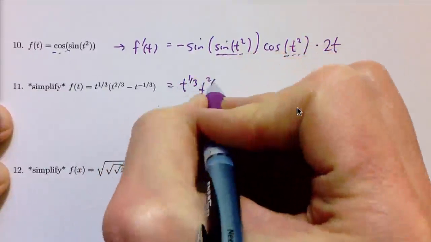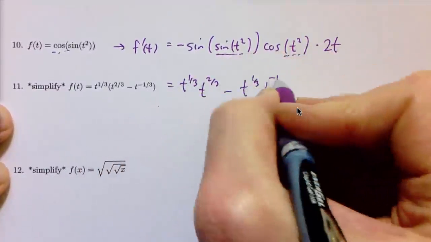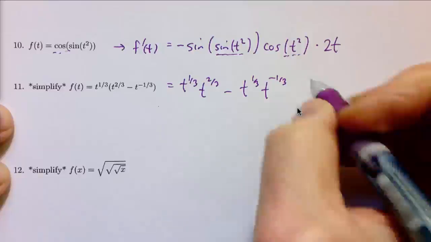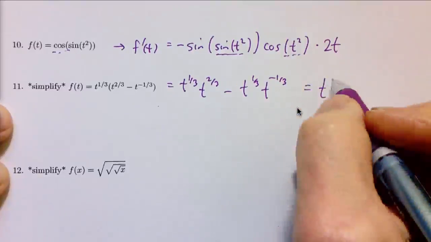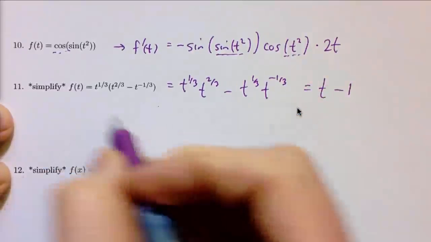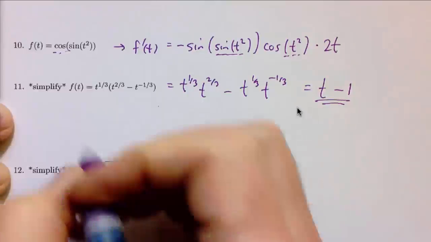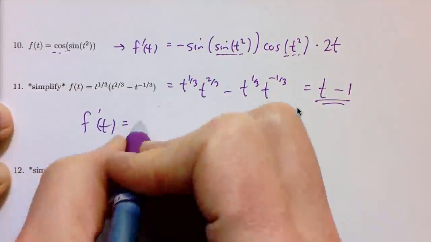So I'm going to distribute that t to the 1/3 onto both pieces. When the bases are the same, I add the exponents. So I get t to the 3/3, or just t to the 1, or just t. And this is t to the 0, which is the same as 1. So this function is t minus 1. So its derivative is the derivative of t minus 1, which is 1.